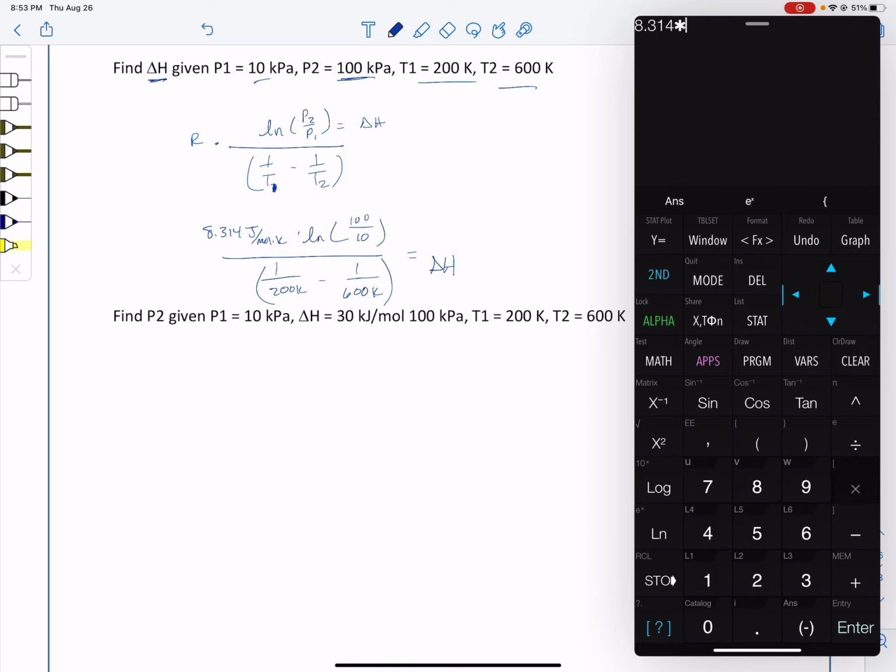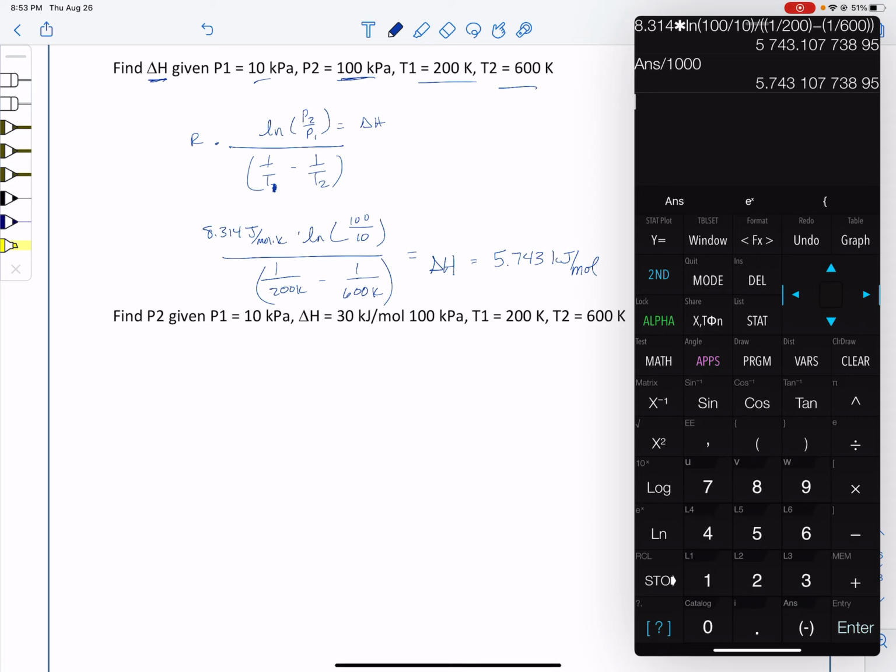8.314 times natural log of 100 divided by 10. And then divided by, parentheses, 1 divided by 200 minus 1 divided by 600. So I've got that all closed up. And again, that number is going to be the joules, so I need to change it out. I need to divide it by 1,000 because it's going to want it in kilojoules. So 5.743 kilojoules per mole.